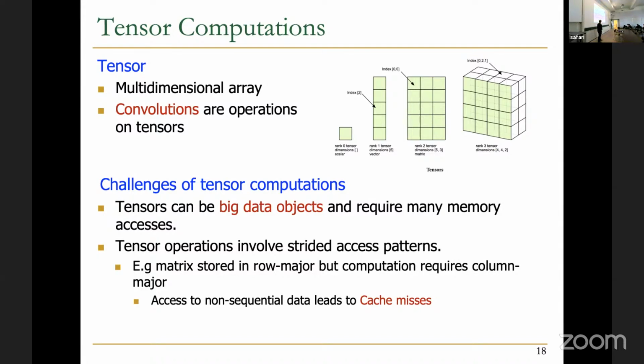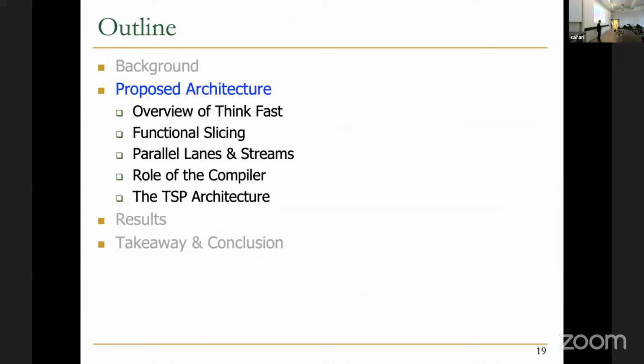Also, tensor operations might involve strided access patterns. An example for this is if you have a matrix that is stored in row major and you want to perform operations on it in a column major way. This means that the data you need to access is not sequential in the memory. So if you use caches and the caches load blocks of memory into the processing unit, the next data that you need might not be in the cache, and this leads to a lot of cache misses, which is not good for performance.